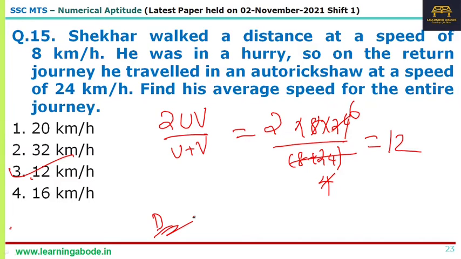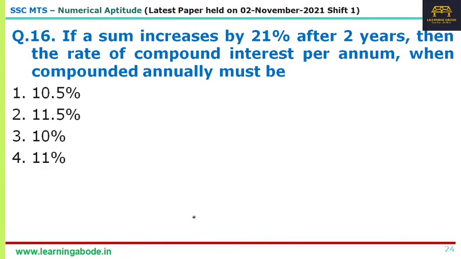Generally, average speed means total distance covered by total time taken. So average speed, please remember, is not the arithmetic mean. It is not 8 plus 24 by 2. That's wrong. Average speed is the harmonic mean, that is, total distance covered by total time taken. So answer option 3, 12 km per hour, is the answer for question number 15.